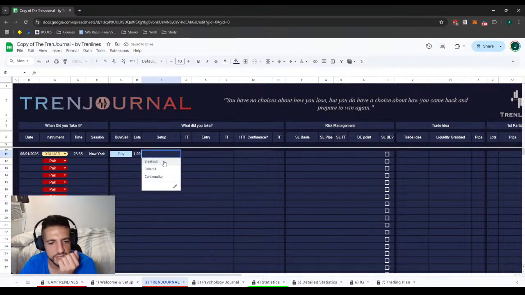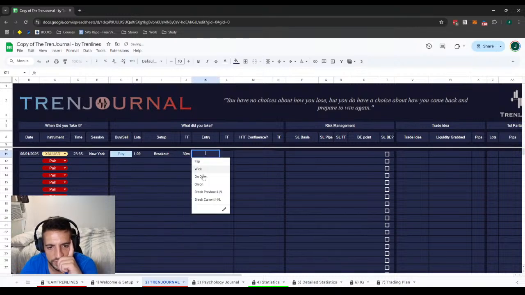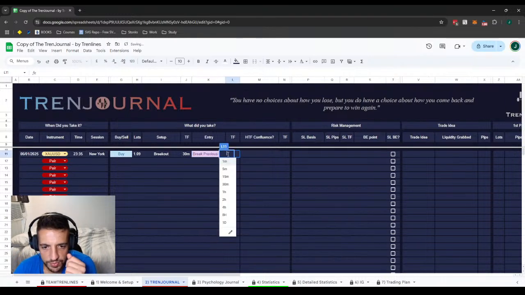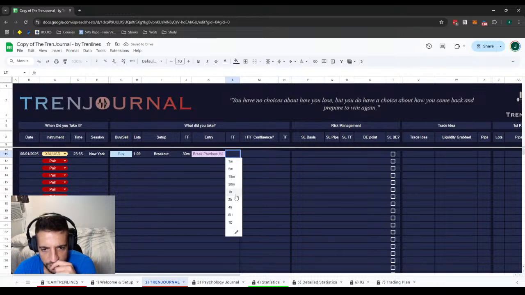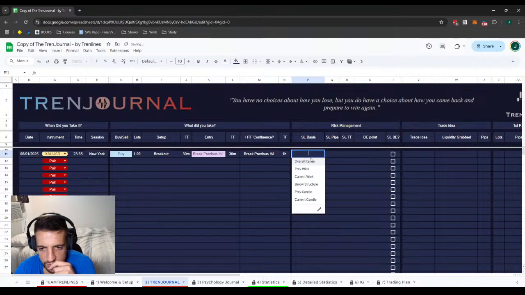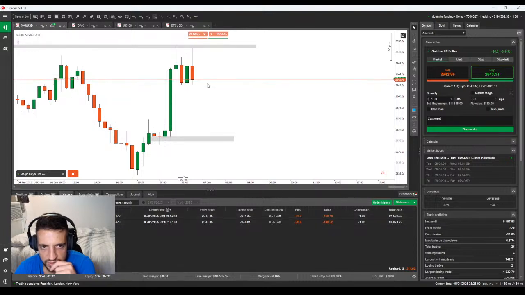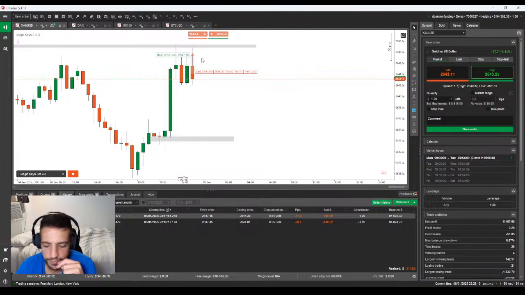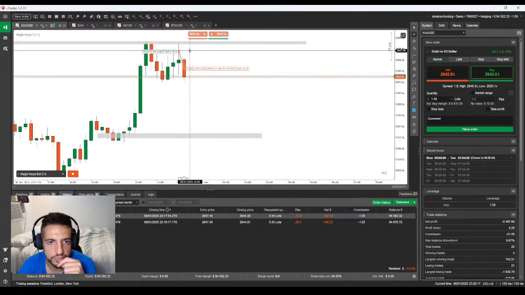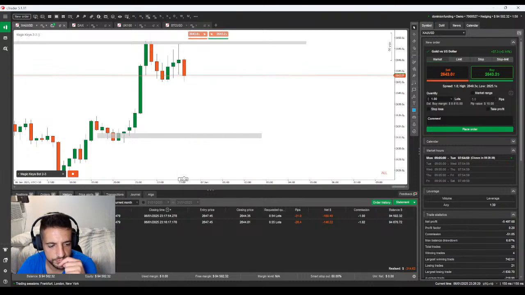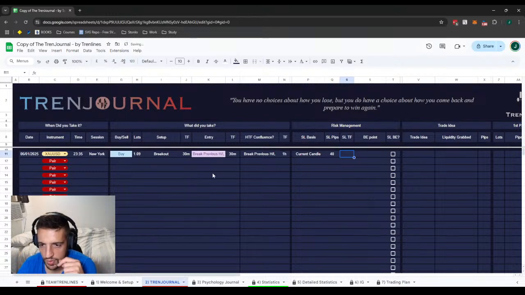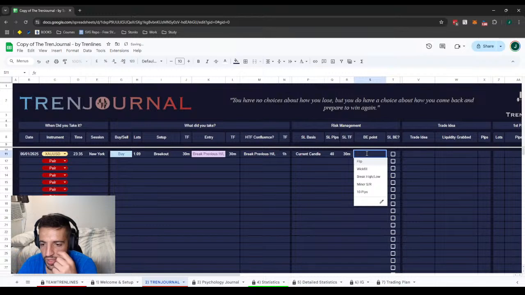The setup was a breakout time frame on the 30. Entry was on the break of the previous high or low. Time frame 30. High time frame confluence. Break of the previous high or low on the 1 hour. Stop loss basis, current candle. Stop loss in pips was I think like 40. Yeah, 40. Stop loss time frame was the 30. Break even point was the wick fill.